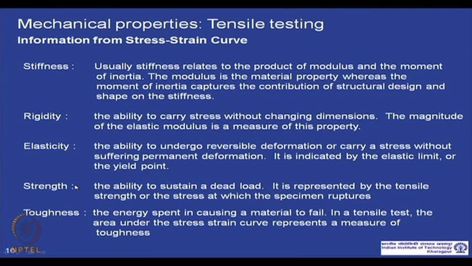Strength is the ability to sustain dead load. Basically, ultimate strength is the stress it can hold before it breaks, and yield strength is the stress it can take before it yields. Toughness is the entire energy spent for causing the material to fail. It is basically the area under the stress strain curve in the case of tensile testing.